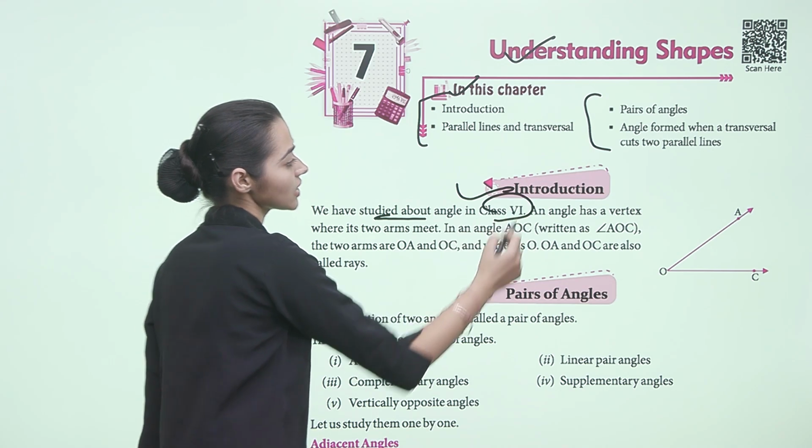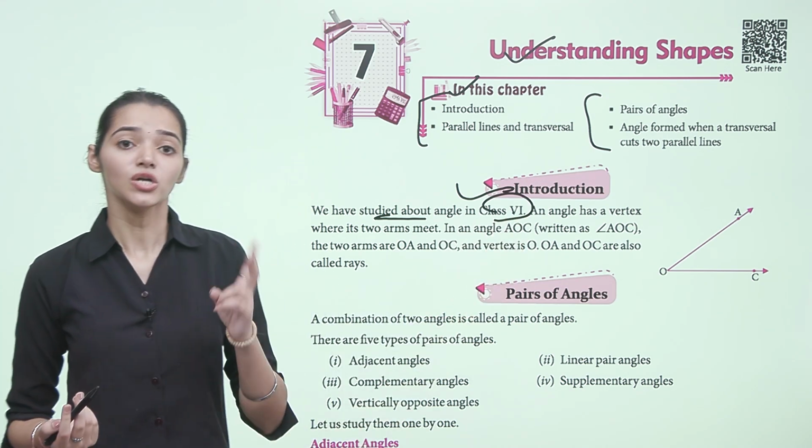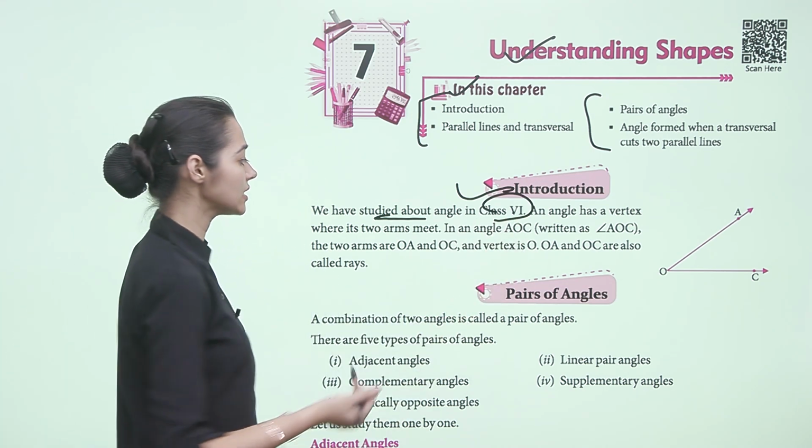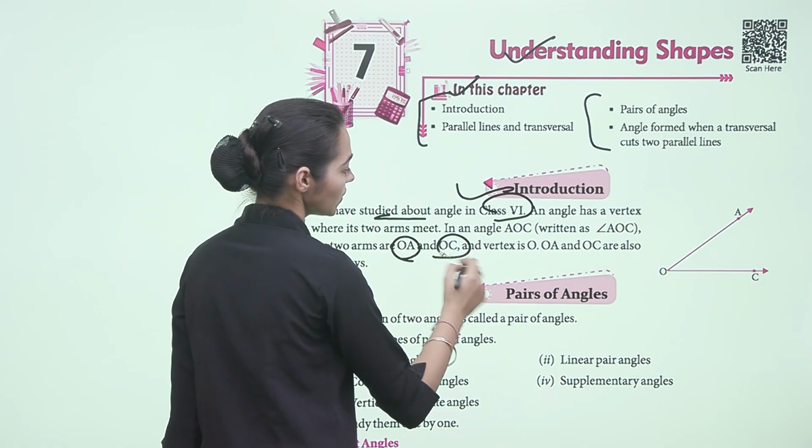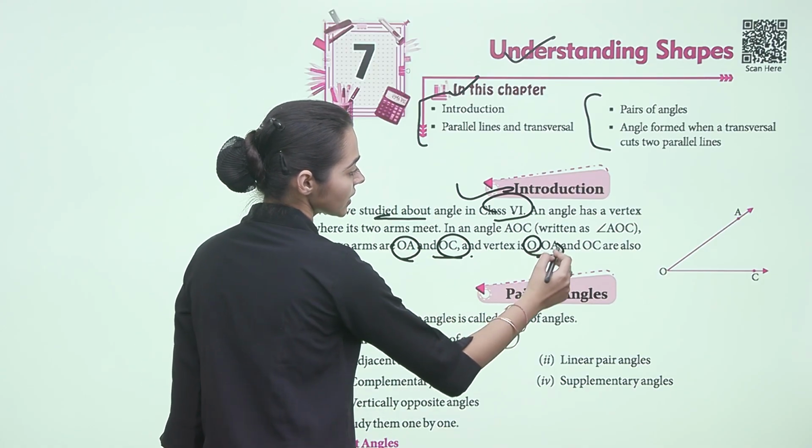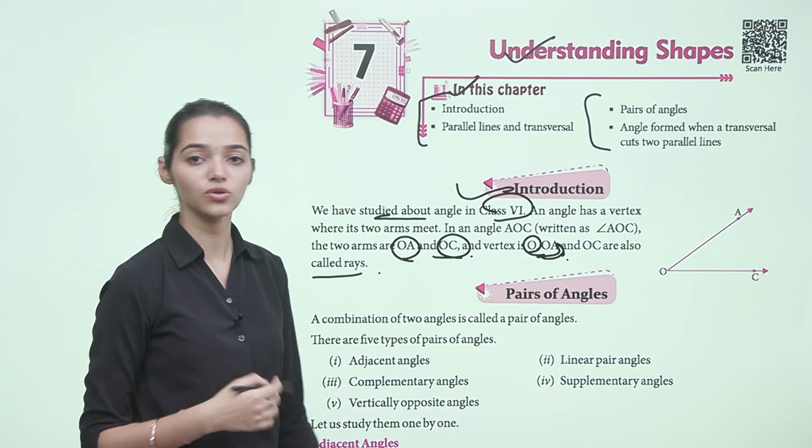We have studied about angles in class 6. An angle has a vertex and two arms. An angle AOC is written where the two arms are AO and OC and the vertex is O. These arms are also called rays.